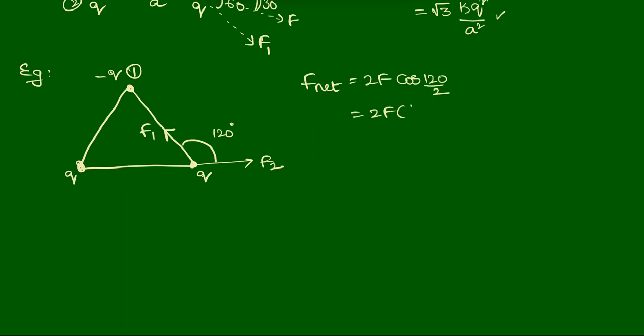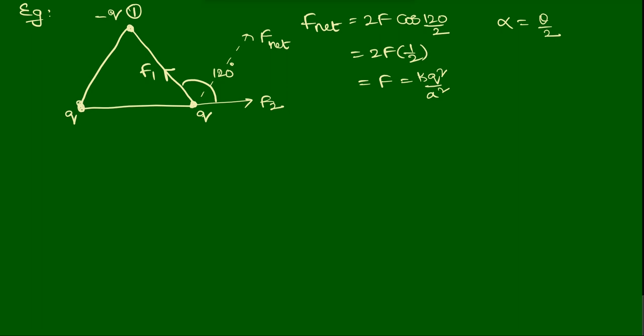Cos 60 is 1 by 2. 2F into 1 by 2, or that is F, which is kq square by a square. And of course, for direction, if they ask, for identical forces alpha will be theta by 2. So theta by 2 means somewhere in this direction we will have that net force. I hope you all got some idea on this model.